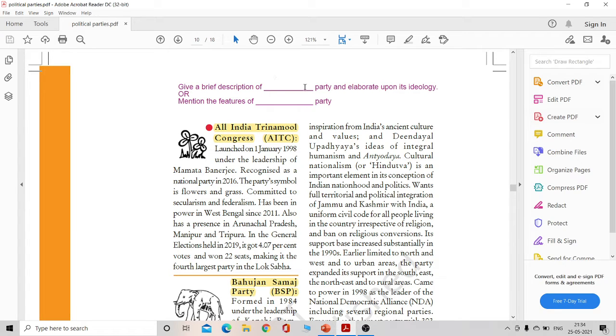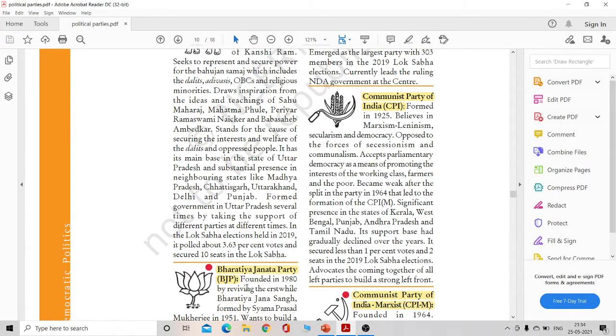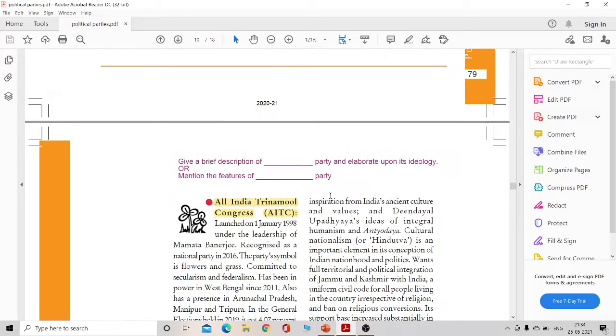That is why I have given a dash here, because you can place any party. The board may ask about any political party with this question. So you have to learn the description of all parties, right? That is why I have not just given one. Any political parties that are mentioned here can come, right?